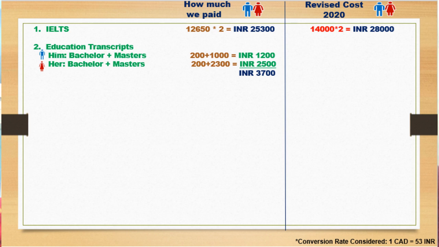And for me, the cost of arranging the transcript from my master's college was rupees 1000. So total cost came out to be 1200 for me. 200 rupees is for the bachelor's plus 1000 for my master's. Now for her, the cost of arranging the transcript from her master's college was rupees 2300. So total cost came out to be 2500 for her. 2300 for the master's plus 200 for the bachelor's.